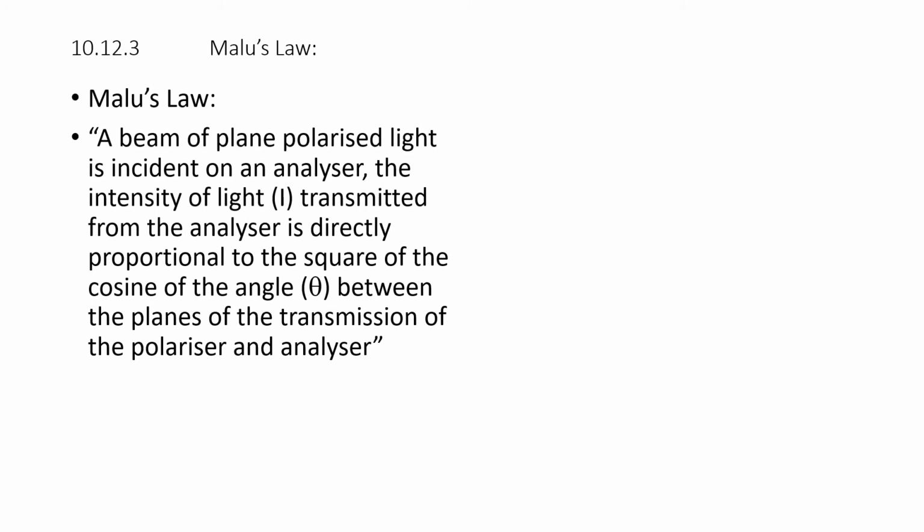Malus law. A beam of plane polarized light is incident on an analyzer. The intensity I transmitted from the analyzer is directly proportional to the square of the cosine of the angle theta between the planes of transmission of polarizer and analyzer. I is equal to I naught cos square theta. This is the angle. It is proportional to the square of the cosine of the angle.